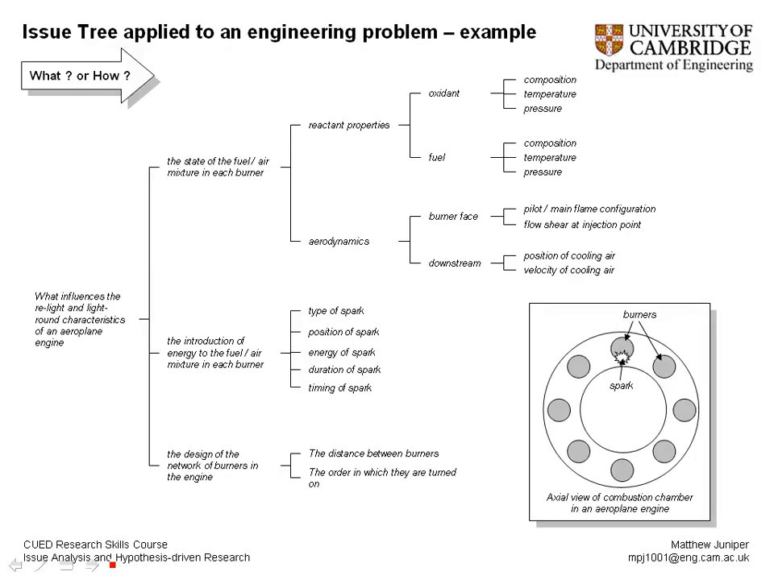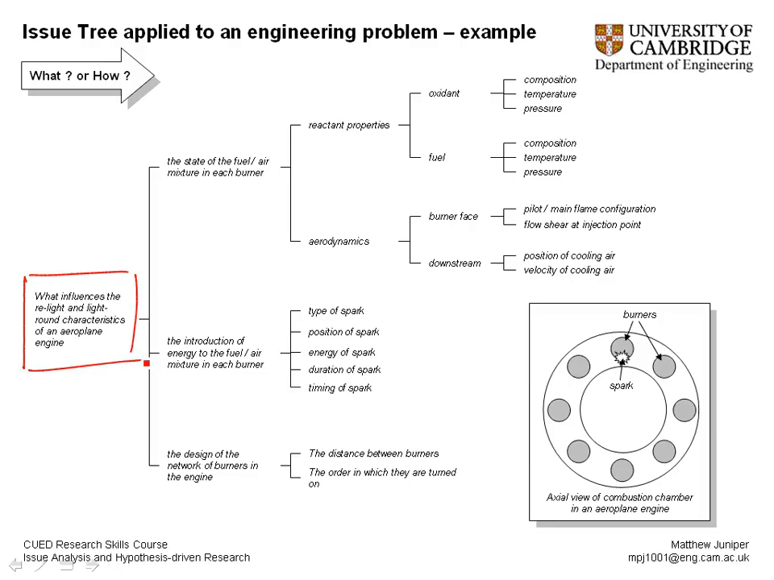Now here's an example of an issue tree applied to an engineering problem. Very briefly I'll talk about the problem. In an aeroplane engine, if it's flying at altitude and the engine goes out, you need to be able to relight the engine without descending down to where the air is thicker. If you're over a pile of mountains, for example, you couldn't descend, so you'd want to be able to relight at altitude.